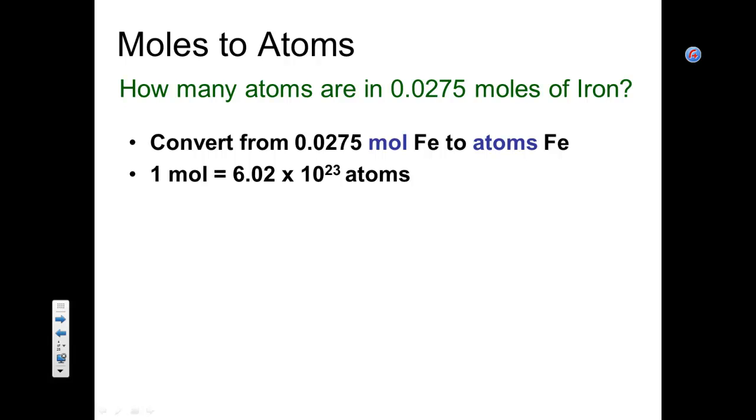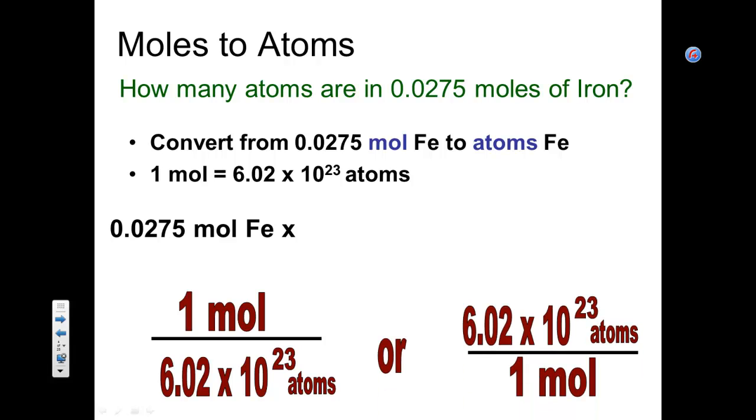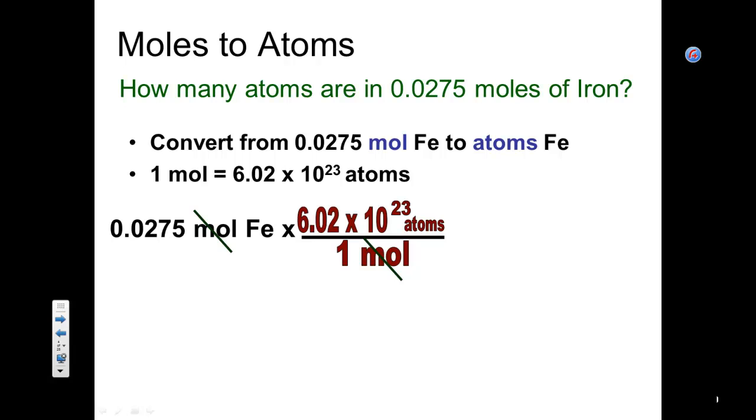When you start this problem, you want to write down what you're converting from, in this case moles, and then you want to choose a conversion factor that factors out moles and gives us atoms. And we have a couple choices here, and you can see that the second one, if I use that, allows moles to factor out. Moles divided by moles factors out, and we would get atoms. So we're going to grab a calculator now, and again, if you don't have a calculator, grab a calculator and have it with you, and multiply 0.0275 times 6.02 times 10 to the 23rd.